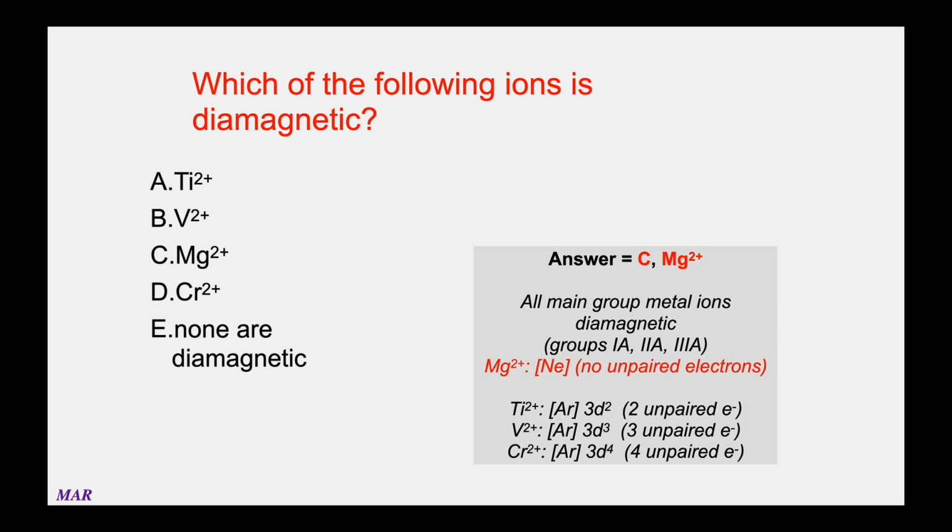So if you have to guess as to which one is a diamagnetic ion, it probably won't be the transition metal, lanthanide, or actinide. It's not impossible, but it's very, very rare. It's more likely to be a main group metal or non-metal that has lost or gained enough electrons to be like a noble gas. And in this case, that's definitely going to be the magnesium ion.